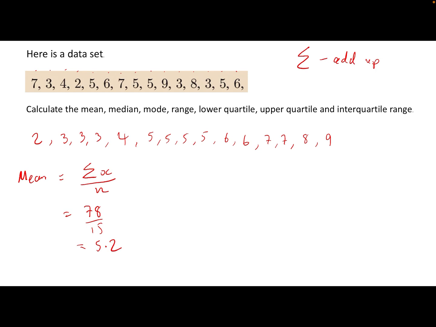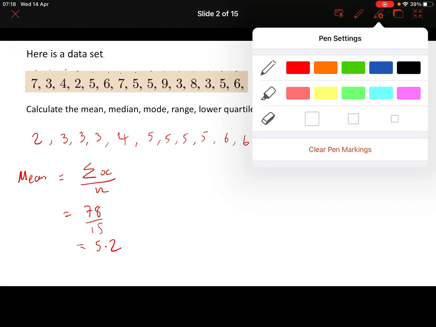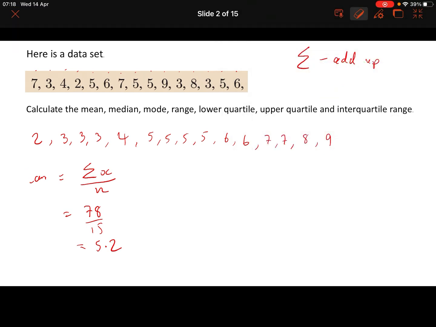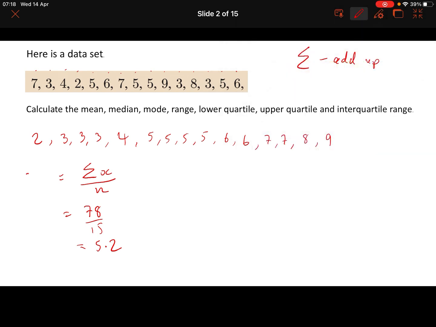One thing before we move on from the mean. Another way of saying the mean, it's just notation, is x barred. If you see x barred, what they mean is find the mean. So when you're using a graphic display calculator, you need to know x barred is the mean.